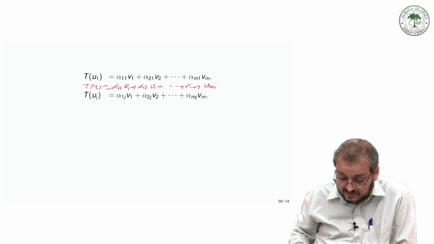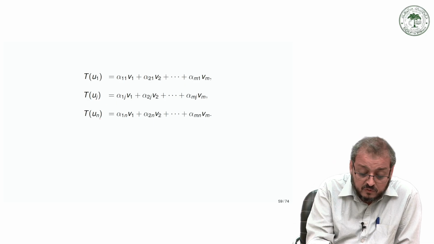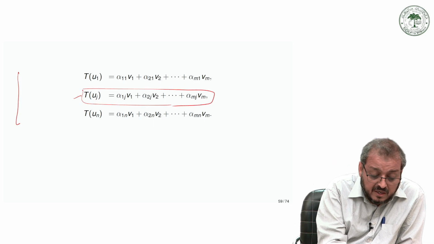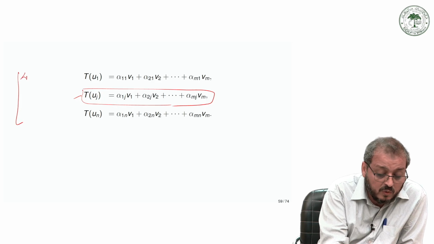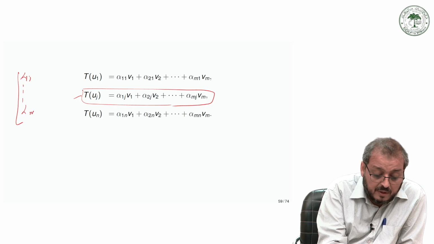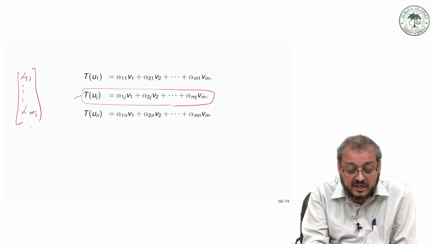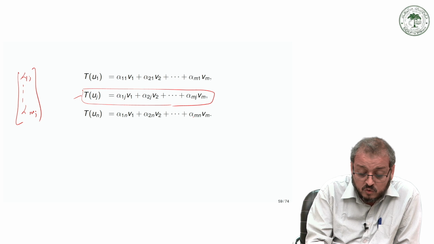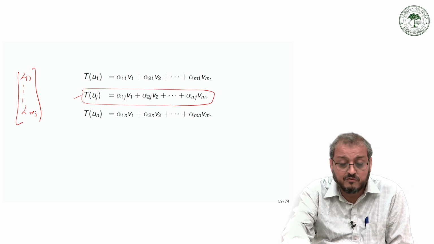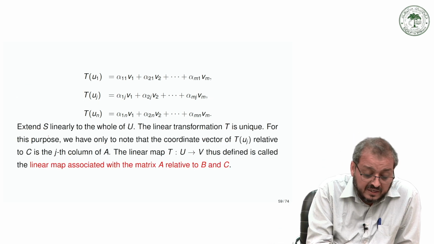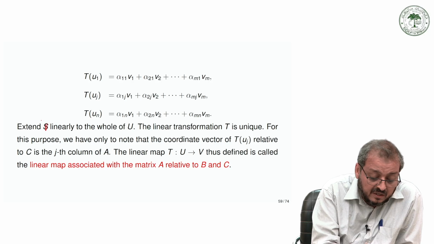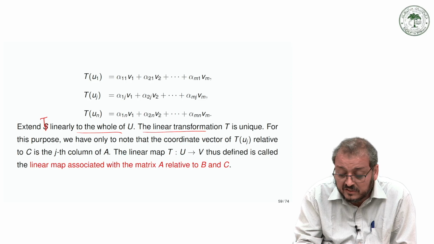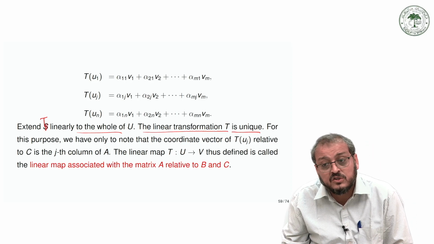And now we just write this jth column into this form, the corresponding coordinate vector, which is (α_1j, ..., α_mj), and then we can say that T(u_j) is equal to this. If you see, this whole thing can be written in this form, and then we extend this T linearly to the whole of U. This linear transformation T is unique.